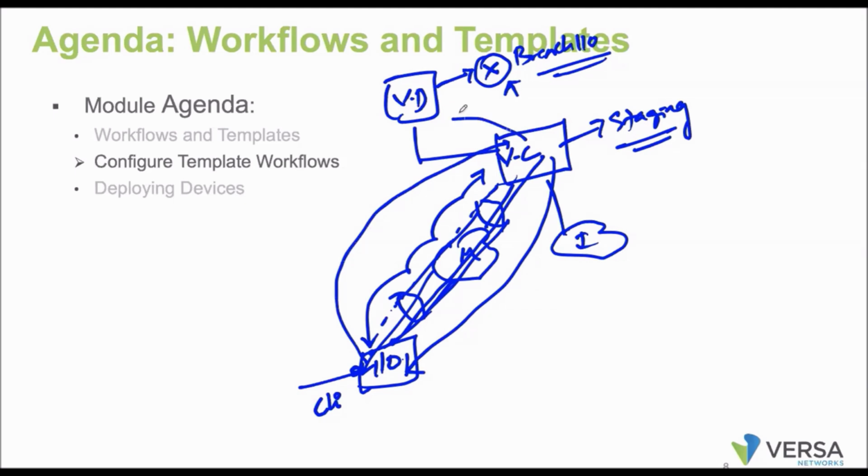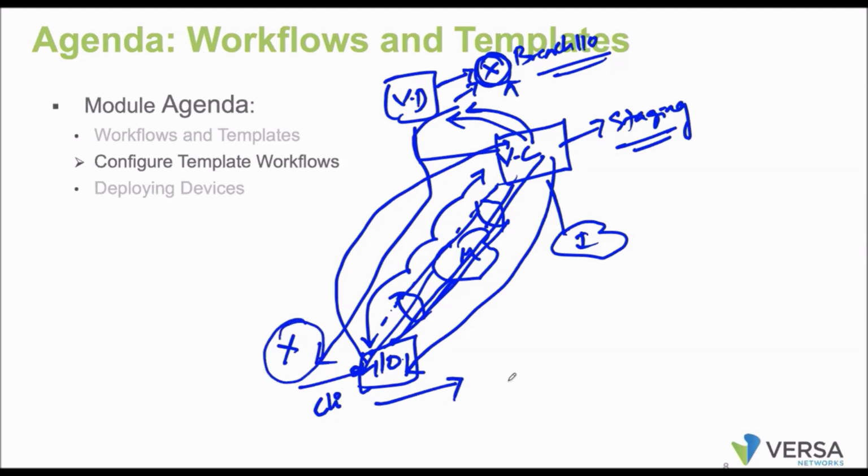The VC will take the temporary IP address and serial number of the branch and update the VD. Now the VD will verify what configuration we have for this serial number. Based on that, the VD will establish a netconf session and push the configuration to the branch. After receiving the configuration, the branch reboots and comes up with the active configuration.